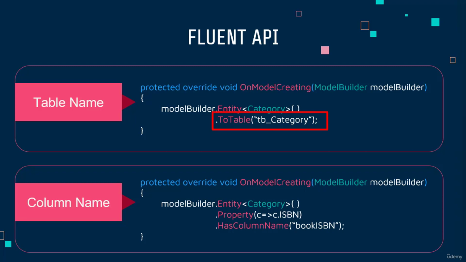To rename a table, we have .ToTable. To rename a column, we first have to identify that property using the dot property. And after that, we have the HasColumnName.